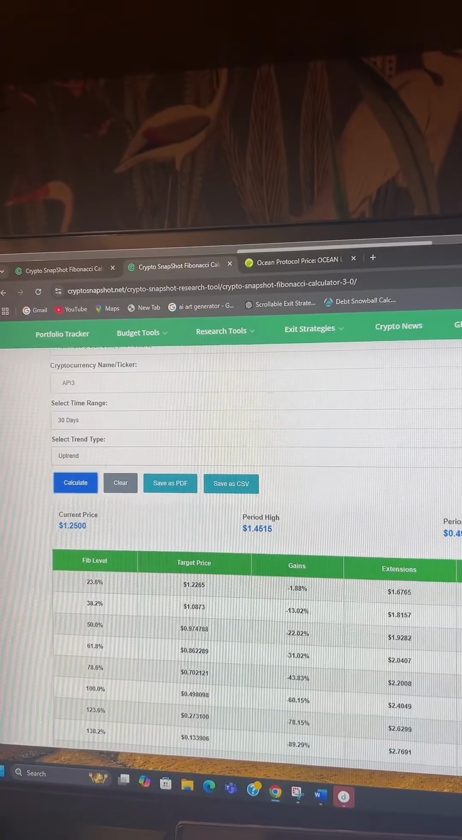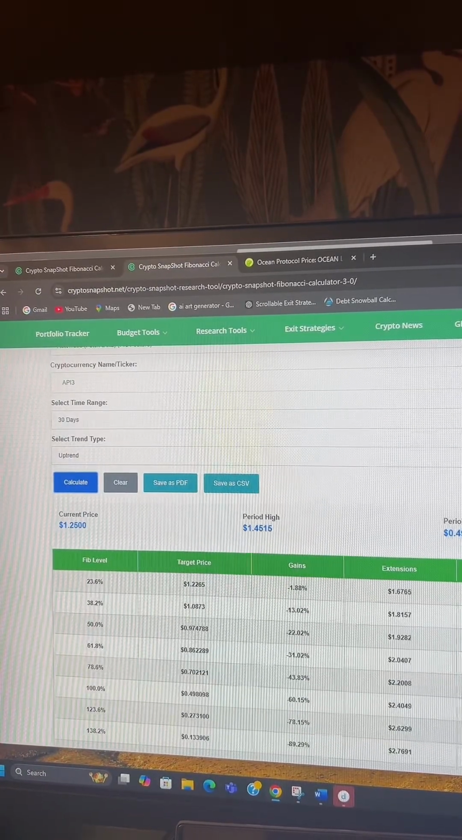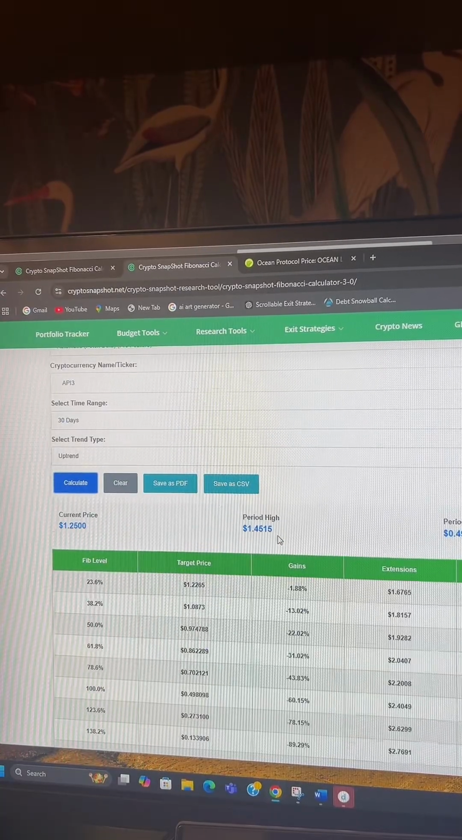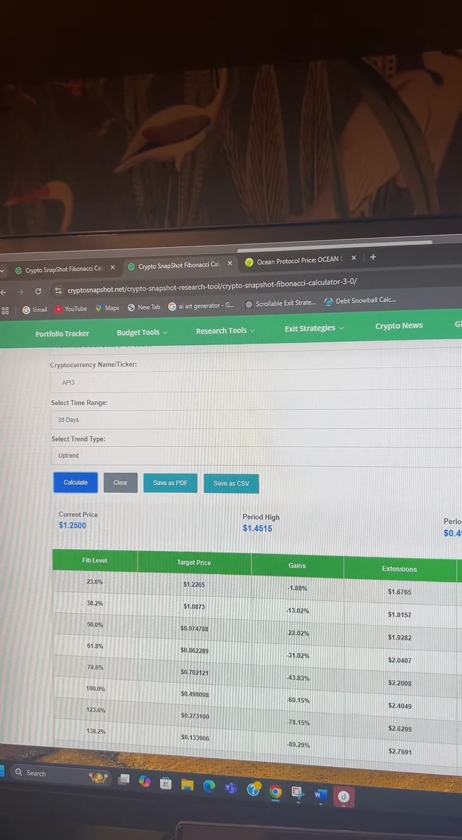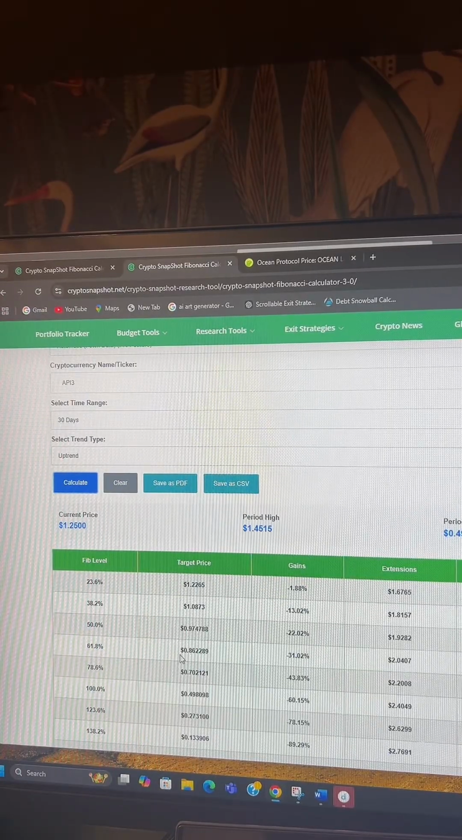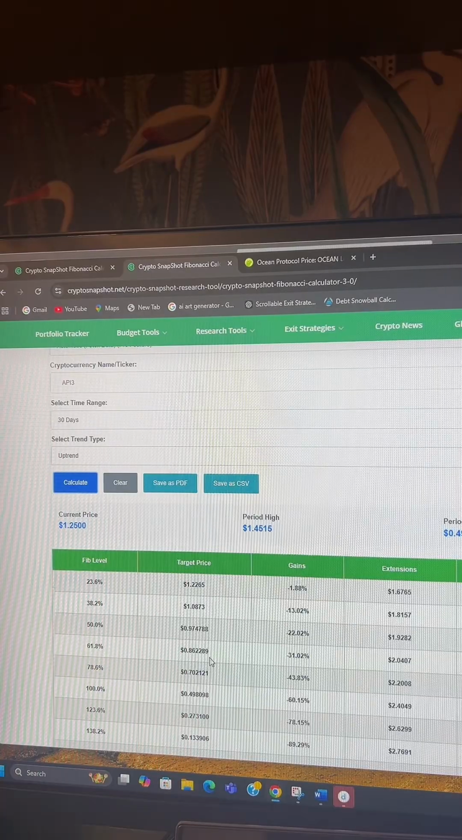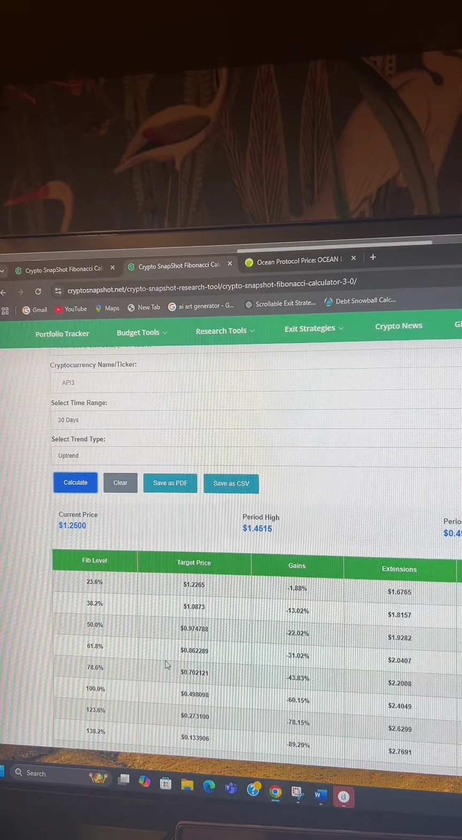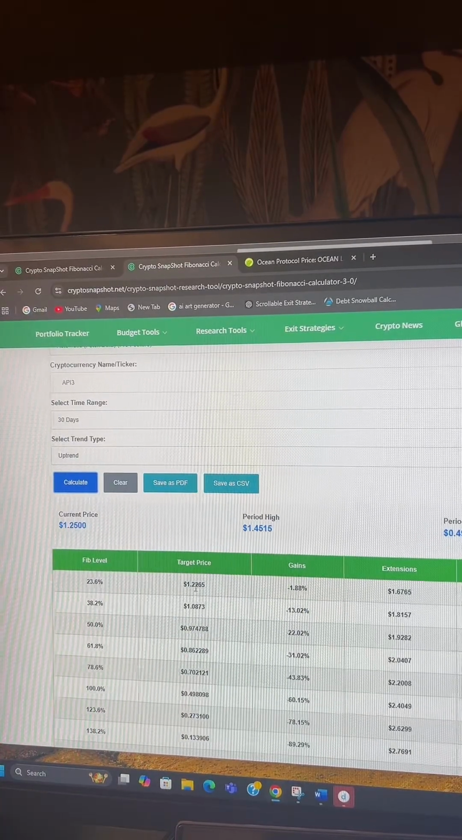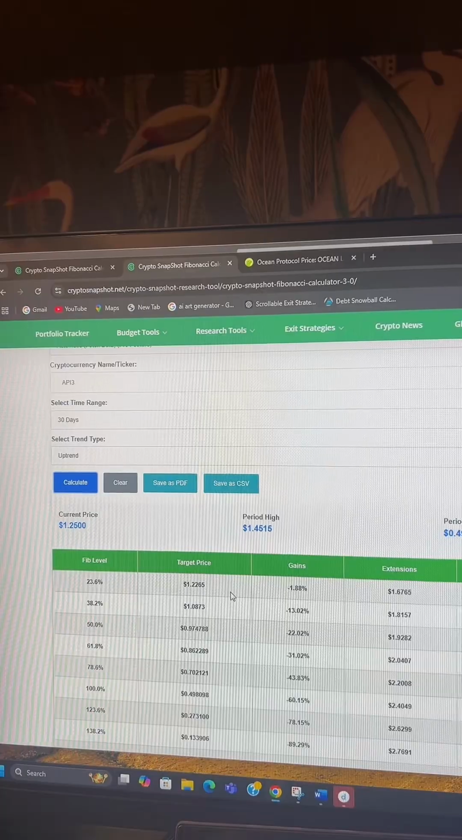So we're looking at the last 30 days on API3 on an uptrend Fibonacci. The current price is $1.25. It's been as high as $1.41 and as low as 49 cents. So if we go to the 618 level, the ideal entry point for me would be 86 cents. It's currently at $1.25. So in my opinion, I would not invest in API3 unless it dropped to 86 cents. $1.25 isn't even at the 236 retrace level, which is $1.22.